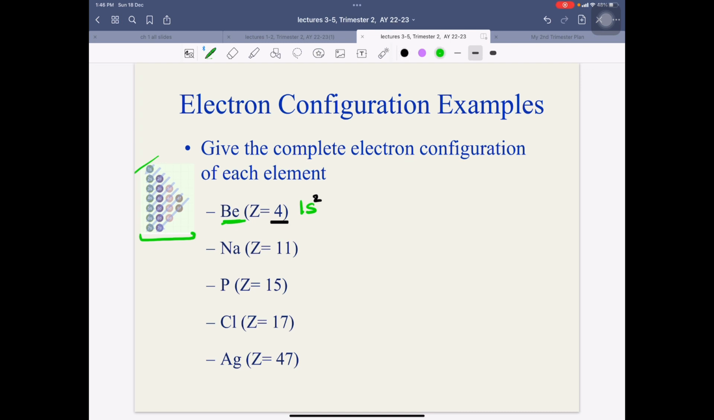Electron configuration حقي didn't stop. So بعد الـ 1s حيجي كم؟ حيجي 2s. طيب 2s كم يقدر يمسك الكترون؟ 2 electrons. طيب الحين اقول كم عندي electrons total؟ 2 plus 2 عندي 4 electrons total، فهذا عندي الالكترون configuration حق البيريليوم لقيناه. Let's go on with the next one. بسم الله.